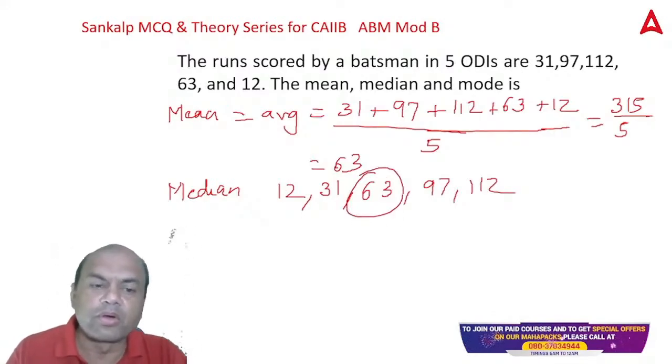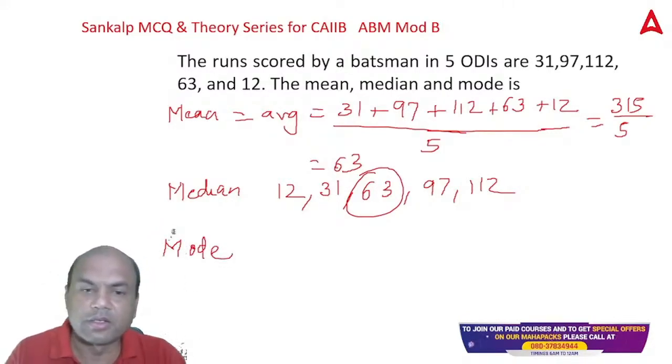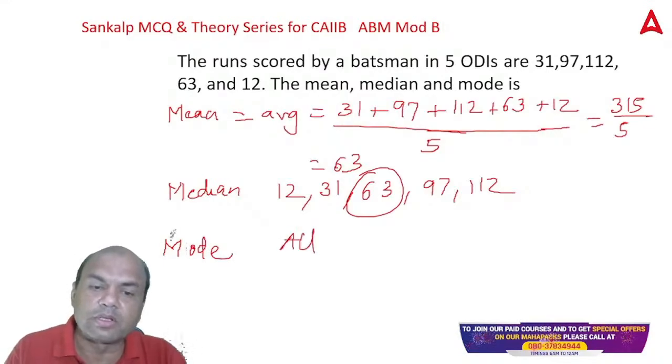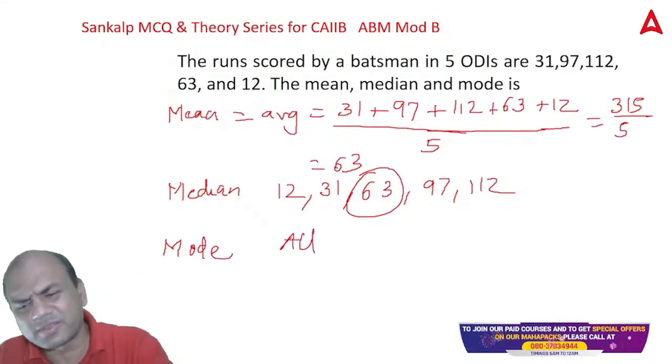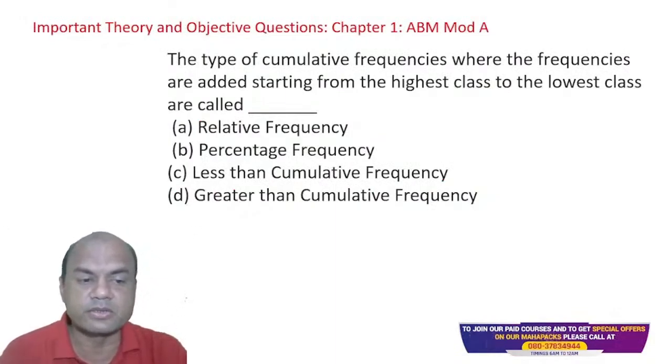Mode. Mode means which occurs maximum number of times. Who's occurring maximum number of times? None of them is repeated. So all are modes. Okay, simple one. Let's start with the first objective question.